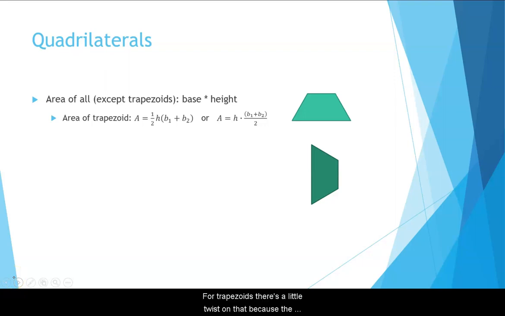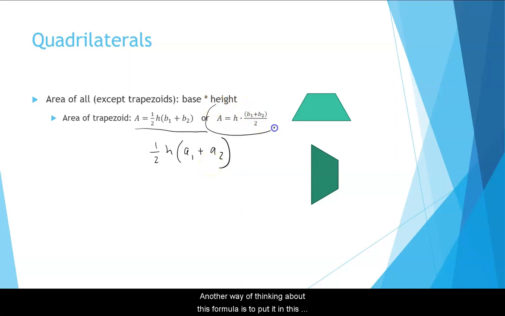For trapezoids, there's a little twist on that because the bases are uneven. To find the area, we can follow this formula: one half times the height times b1 plus b2, for the two bases. I want to note that our book doesn't call these B1 and B2. Our book says A1 and A2, but it's the same thing.